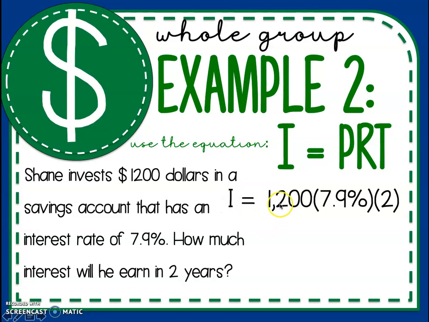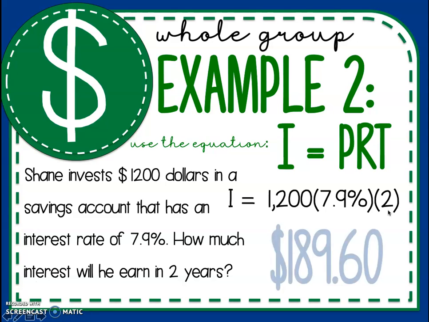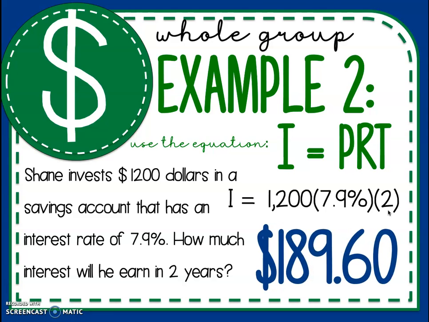Then we have 1,200 because that was the initial amount, or the principal amount that he invested. And then our rate is 7.9%. So again, either leave this as a percent and use the percent sign on your calculator, or convert it to a decimal, times time, which is 2 years. Okay, so we just multiply all this in our calculator, and we get that the interest he will acquire in 2 years is $189.60. Remember, when we are working with money, we're always going to round to the hundredths place because money always goes out 2 decimal points.